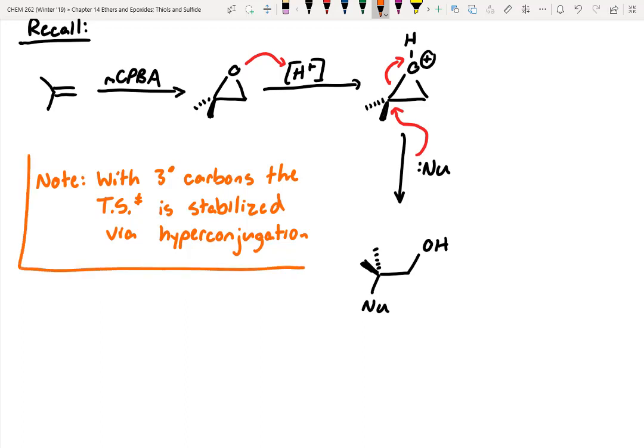So let's kind of highlight this. Unfortunately, this is kind of a half-truth. I lied to you a little bit. There's a lot more nuance to this depending on the nucleophile and whether or not we've got acid around. So let's take a look at some of these weird examples.